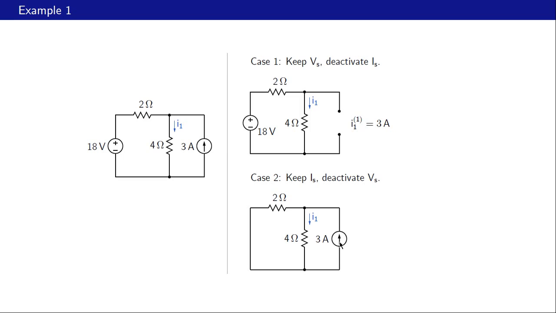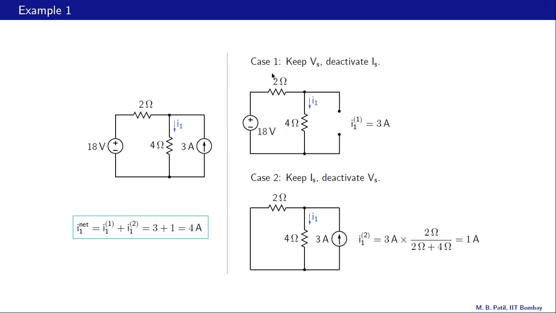I1 would be 3 amperes multiplied by 2 ohms divided by 6 ohms. So that is our I1, 3 amperes times 2 by 6, or 1 ampere. And note that we have used these superscripts. This 2 indicates case 2 and this 1 indicates case 1. And now as a final step, we simply add these two quantities, I1 in case 1 and I1 in case 2, to obtain the net value of I1. And that turns out to be 3 plus 1, or 4 amperes.